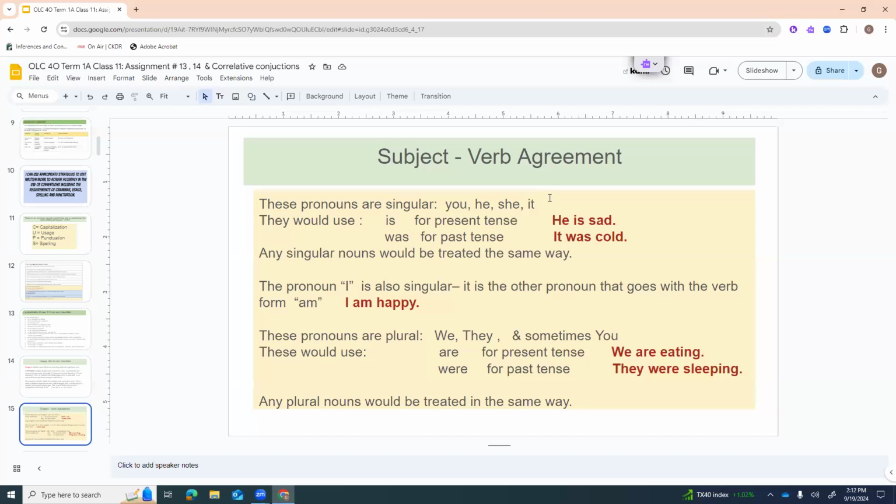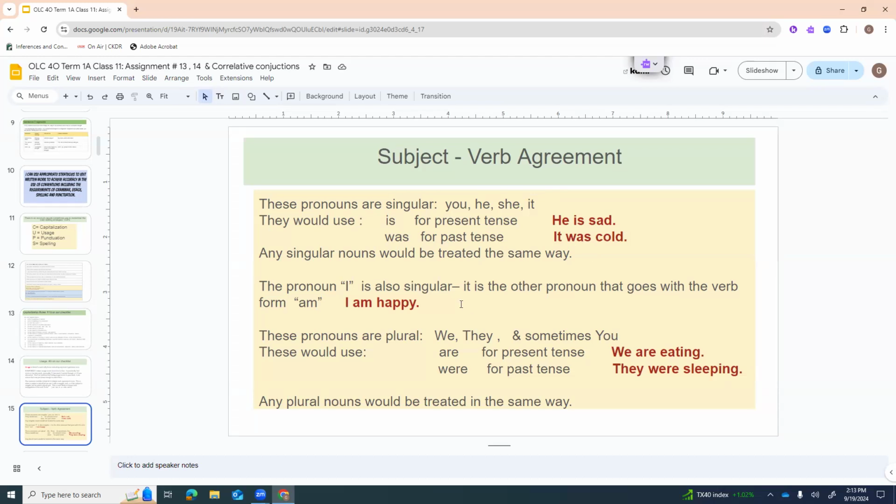So these pronouns are singular: you, he, she, or it. If I was using those pronouns, I would have to use is for the present tense, right? Because it's singular, or was for the past tense. He is cold. He is sad. It was cold. And if I had any noun, like the dog was cold, the clown was sad, I would treat it the same way, okay?